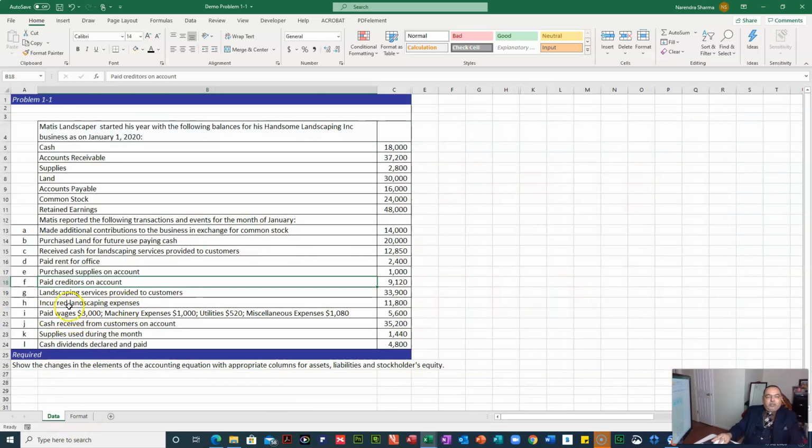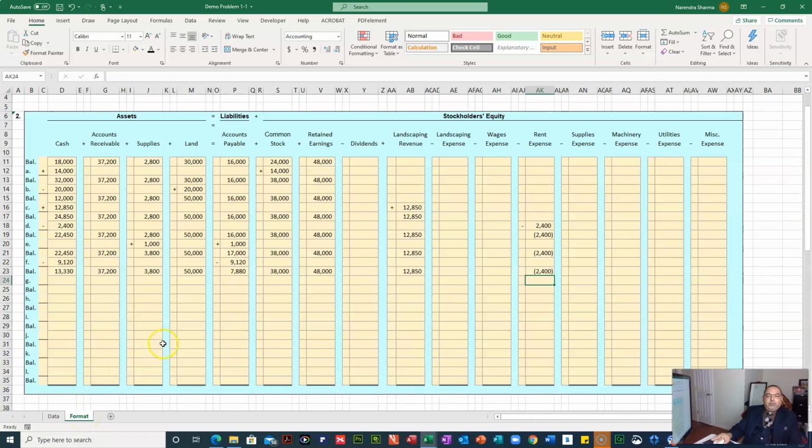Now let's go on to number G. It says landscaping services provided to customers. So we have provided that to the customers. Therefore we have earned the revenue, but we have not received the money. So therefore it will be accounts receivable. So plus 33,900 here. Since this is a revenue, I have to go to the revenue column and write 33,900. So no change in the cash balance.